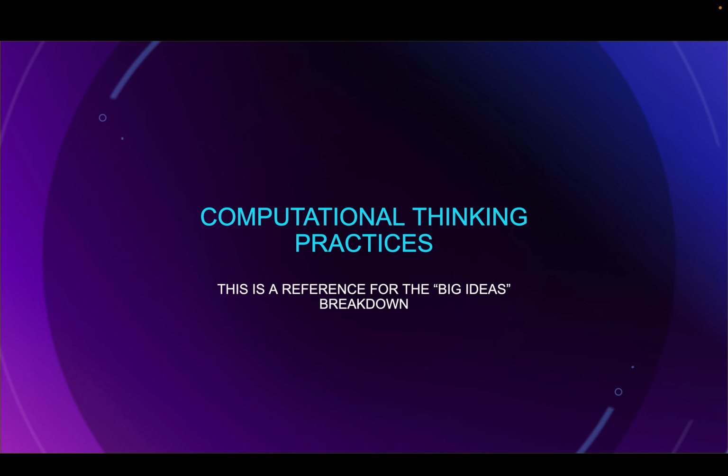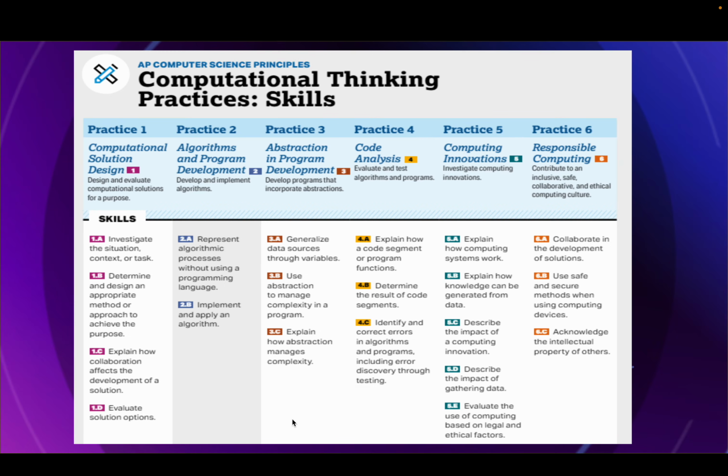All right, so this is also a reference that you may see when we go over the big ideas. It's just the computational thinking practices, what they're looking for, things that hopefully you've covered throughout the year. So computational solution design, algorithms and program development, abstraction and program development, code analysis, computing innovations, and responsible computing. Those are 6 parts of computational thinking, and you can see the skills. So as we're going over the big ideas, if you see something like 1A, 1B, 3B, that's what it's referring to. Students, it's helpful to know, but this is more for teachers as we plan out activities and lessons throughout the year to make sure we're covering all of this.